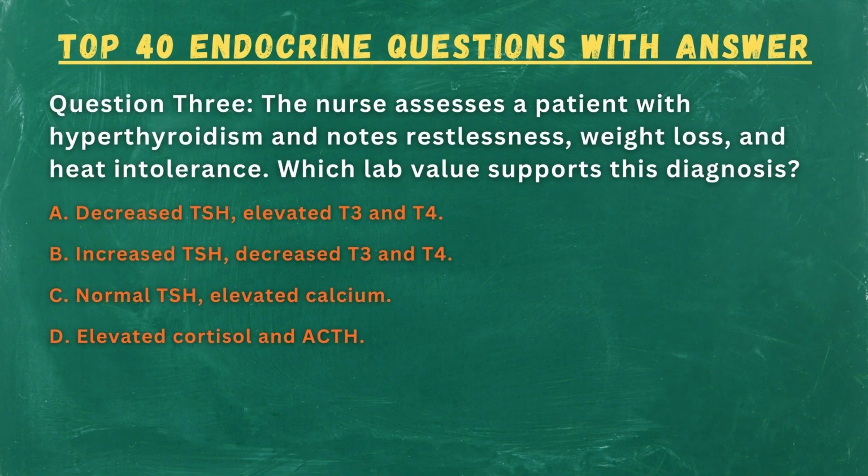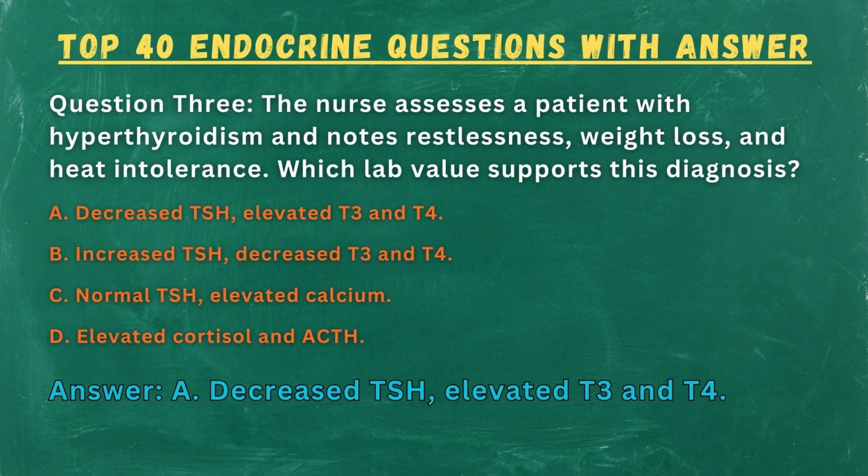Question 3. The nurse assesses a patient with hyperthyroidism and notes restlessness, weight loss, and heat intolerance. Which lab value supports this diagnosis? A. Decreased TSH, elevated T3 and T4. B. Increased TSH, decreased T3 and T4. C. Normal TSH, elevated calcium. D. Elevated cortisol and ACTH. Answer: A. Decreased TSH, elevated T3 and T4.